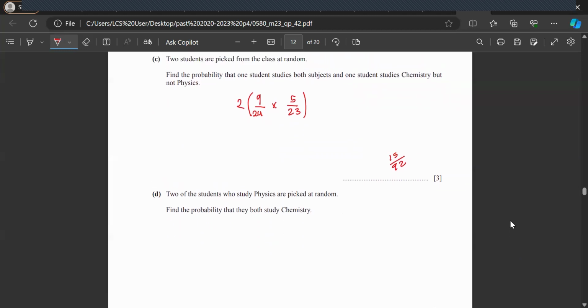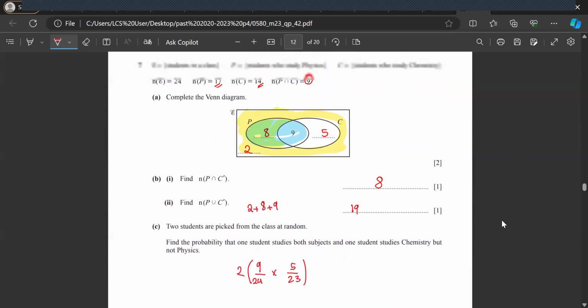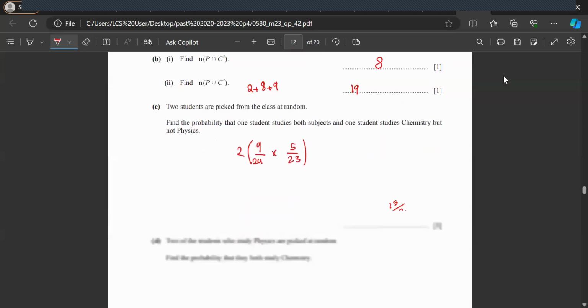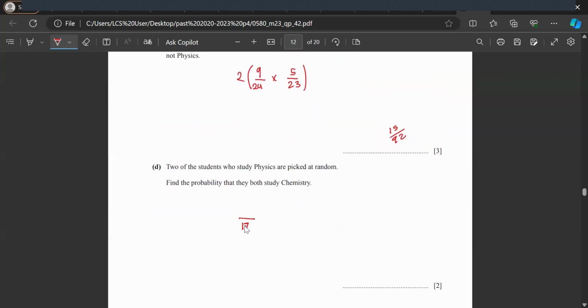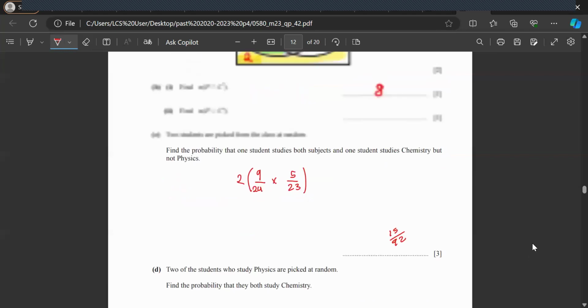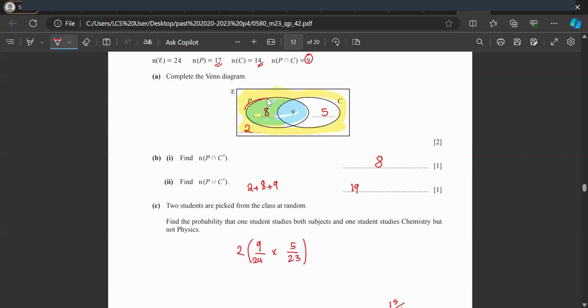2 students who study physics are picked at random. So now the denominator here is only who study physics, which are 17. So over 17 and over 16. The probability that they both, so I don't have to multiply outside by 2, both study what? Chemistry. So go to the circle of physics. How many inside the circle of physics study chemistry? 9. I will not take all the 14 because I am now inside the physics.